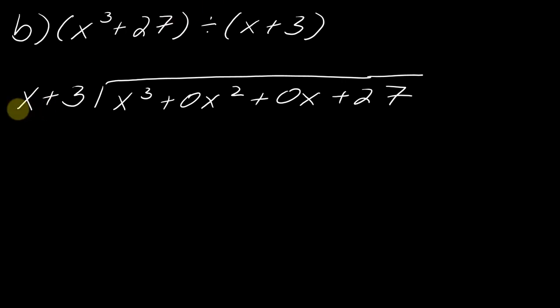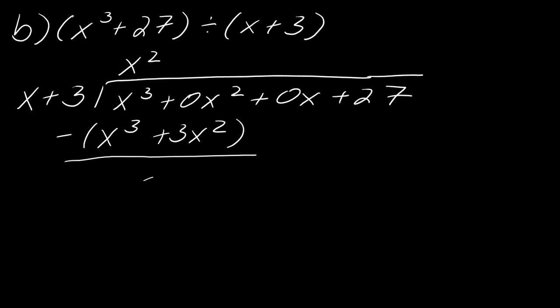So I've got x times what will give me x cubed. That's going to be x squared. So x times x squared is x cubed. X times 3 is going to be 3x squared. And we'll subtract this all off. So in subtracting this all off, this will give me negative 3x squared. So I can bring that 0x down. Let's repeat the process. What do I have to multiply x by to get to negative 3x squared? That's going to be negative 3x.